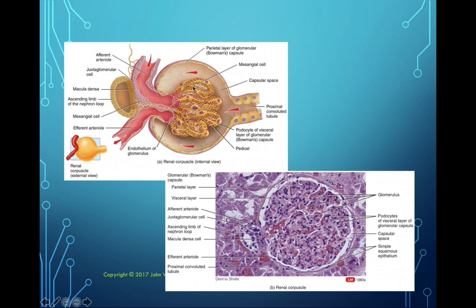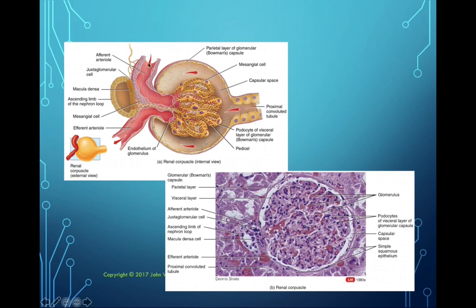And then it starts to pull out all of the debris through this filtration system. Whatever is pulled out is called filtrate, and then it moves into the first part of the tubule, the proximal convoluted tubule. Then it goes into the loop of Henle, to the distal convoluted tubule, into the collecting ducts, and then out.